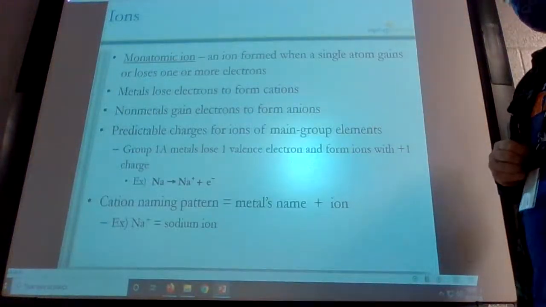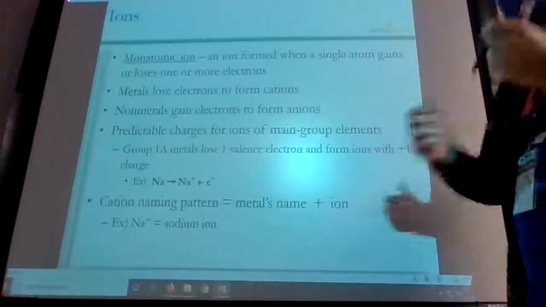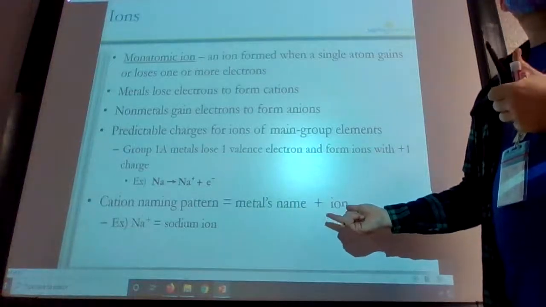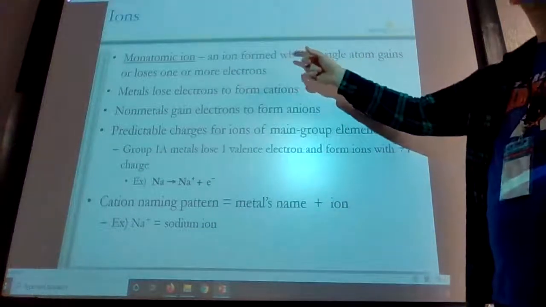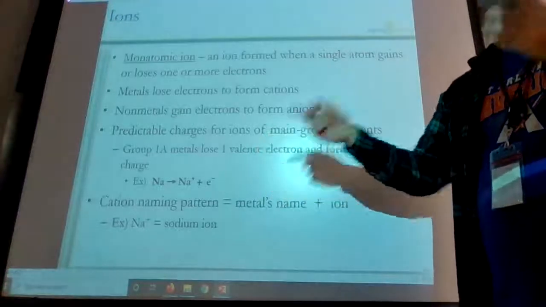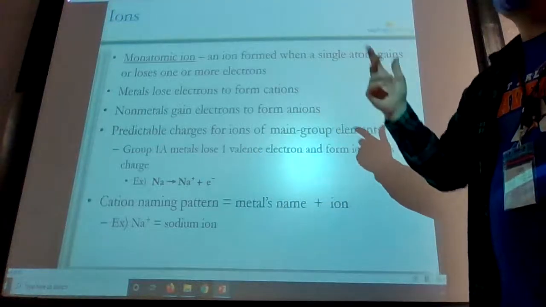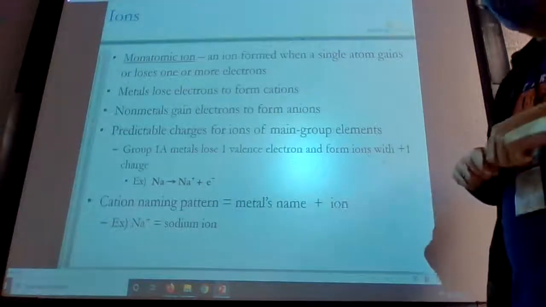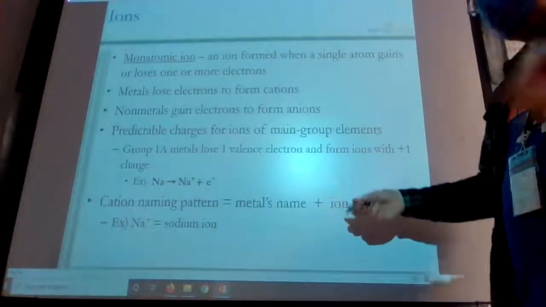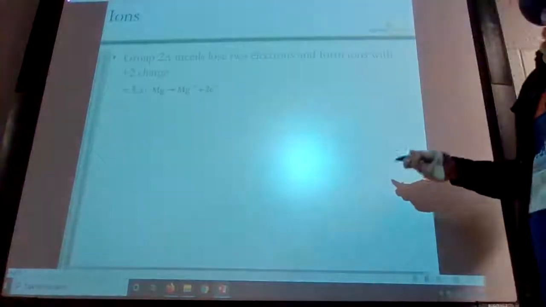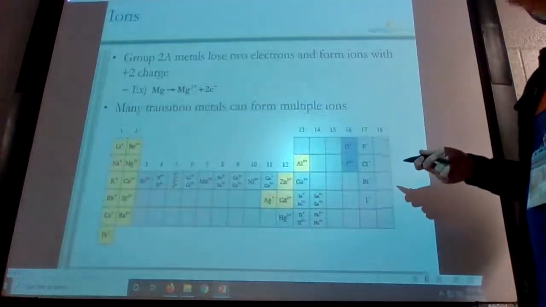Now, how do we name these? The cation naming pattern is your metal's name, plus the word ion at the end. And if we know it's an ion, we know it has a charge. This is actually really simple. If it's sodium, it's just going to be called a sodium ion. If it's magnesium, it's just going to be called a magnesium ion. That's probably one of the simplest ones. To name a cation, you just tack the word ion to the end. Sodium becomes sodium ion. Your nonmetals will be a little bit different.